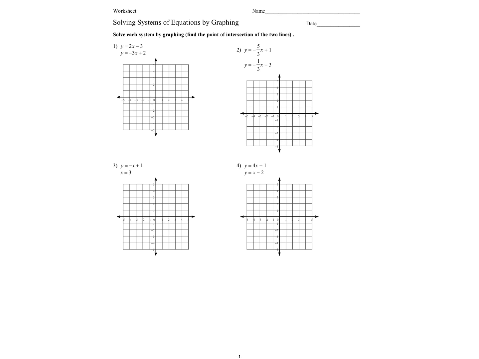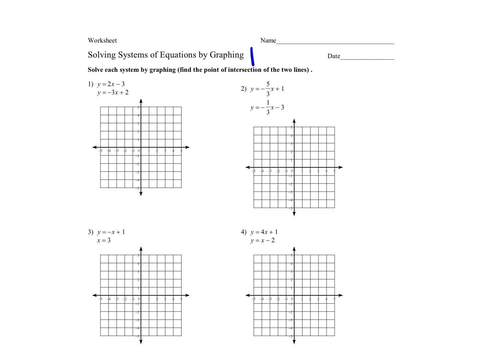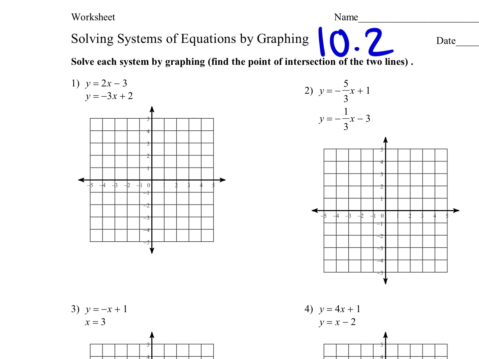Right, so 10.2. We're going to be solving systems of equations by graphing. When we solve systems of equations by graphing, the point of intersection is our answer. So we find where the two lines intersect. That point is going to be our answer. So it's still going to be a coordinate point. You're going to have an x value and a y value, but you're just finding it a little bit differently.